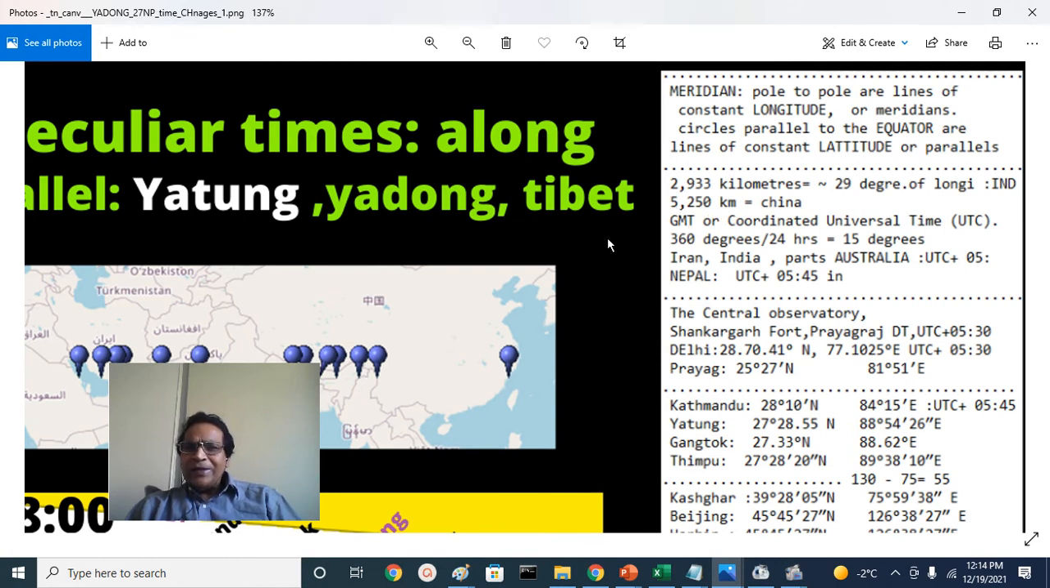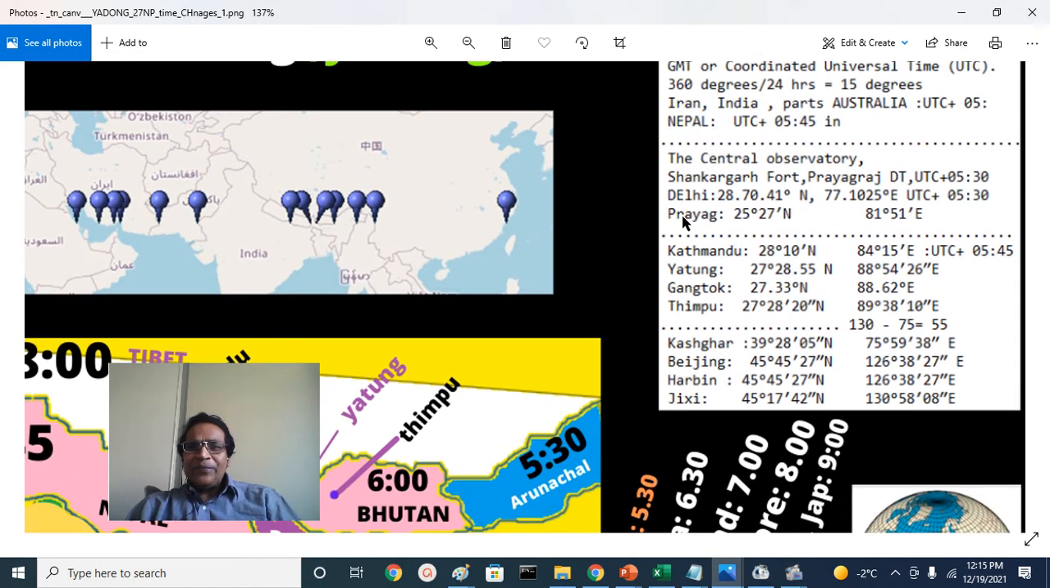That is 8 hours. So the problem of this unique time comes in the Chumbi Valley, that is Yatung town in the Yadong district of Tibet of the People's Republic of China, because the government of China decided to have a single time zone, for such a vast country from coast to coast, at 8 hours GMT. That is the reason. So here I am mentioning Kathmandu.